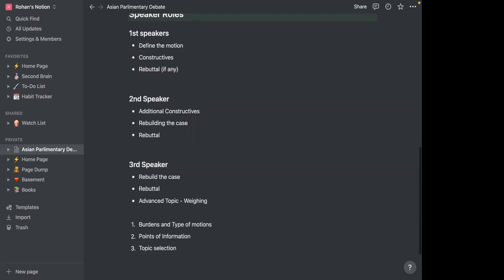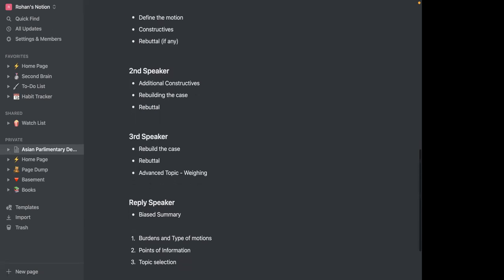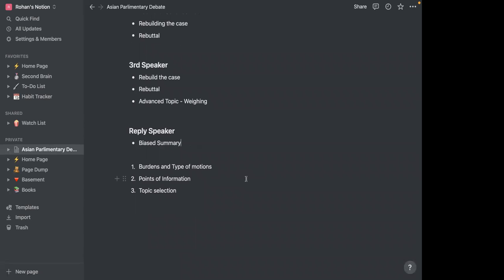And finally we get to the reply speaker. I've already told you what the reply speaker does. It's very simple, a biased summary, where there are no brand new constructives, no brand new rebuttals. You just summarize the existing debate in a manner that's able to help your team and able to influence the judge, by revising whatever you've done well in this debate and why that is significant enough to place you over the other team, and therefore why you should win this particular debate. So that's what a reply speaker does. And yeah, that's pretty much it.